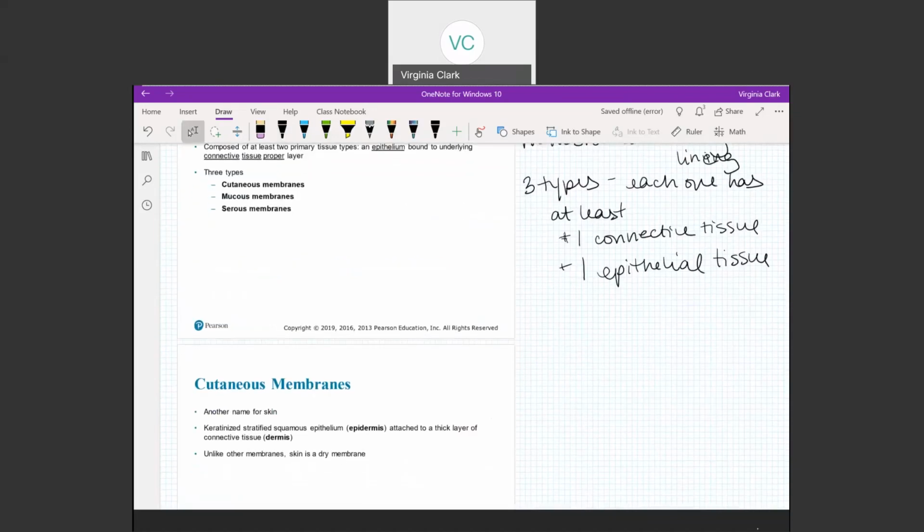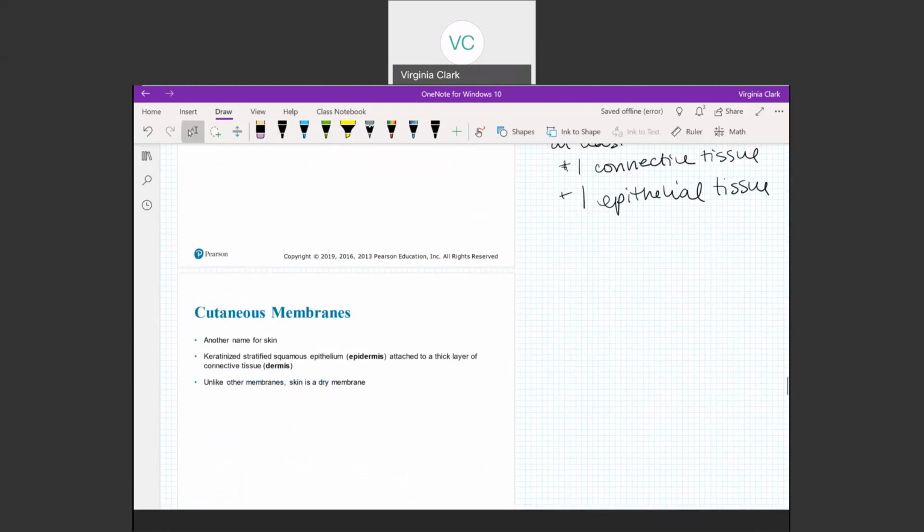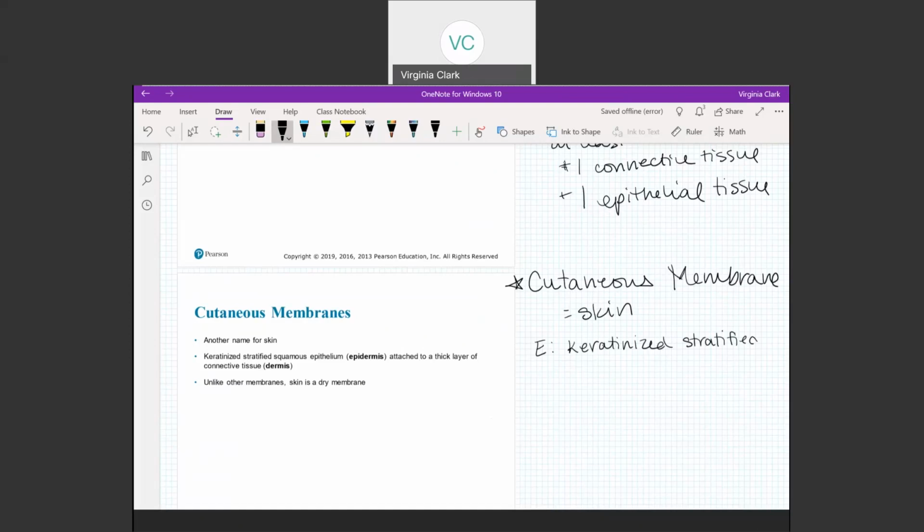So there are three types of these membranes: cutaneous, mucous, and serous. So cutaneous membranes are essentially lining the outside surface of our body. So it's going to be another name for our skin. So it's going to cover. This type is going to have epithelial tissue. That's what the E stands for. And it will be called keratinized, stratified, squamous epithelium. So you should know what all of those mean: keratinized, stratified, squamous epithelium.